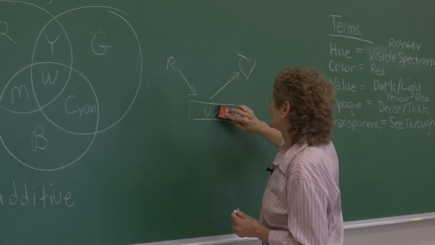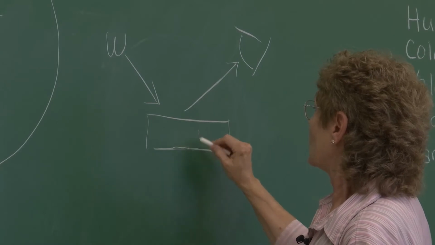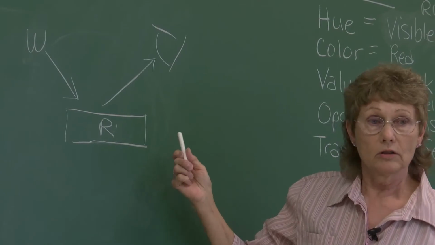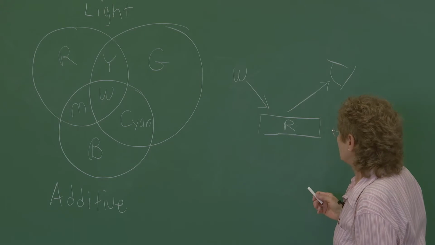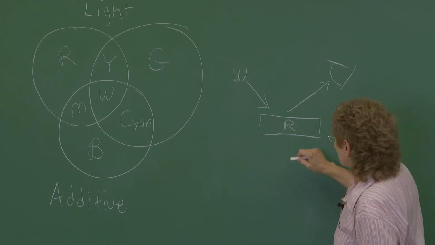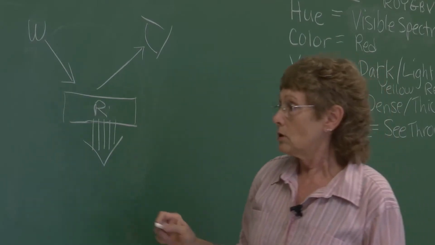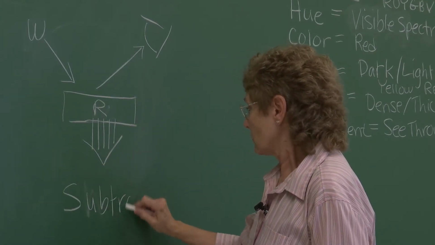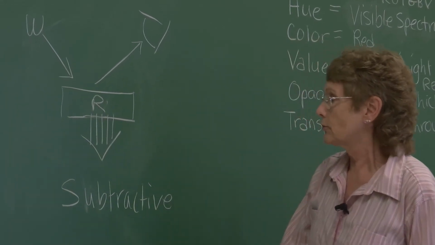So what happens when we shine a white light on a red car? What happens is that the red car, the paint, has been chemically formulated to absorb all of the colors of the visible spectrum except for red. So orange, yellow, green, blue, violet are all absorbed or subtracted out. So this is known as a subtractive process.